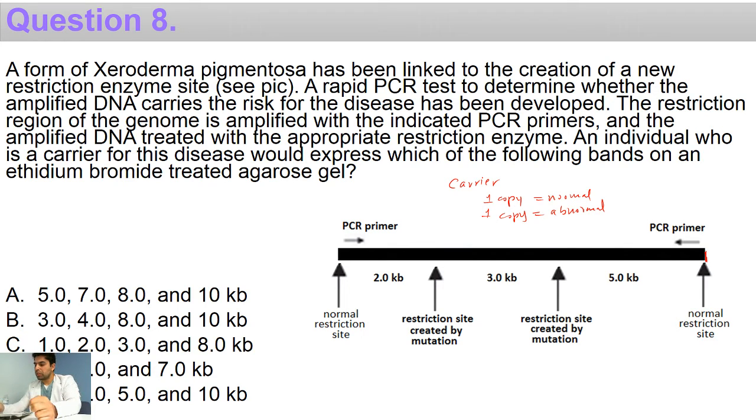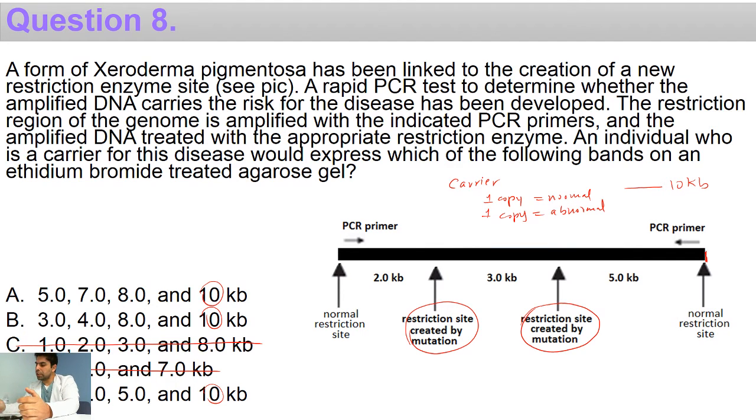So if a carrier has a normal copy, here it's telling you restriction sites created by mutation. Normal copy shouldn't have them. Normal copy will be only 1 copy and you will get a fragment of 10 kilobase pair long. That's it. 1 fragment. So for a normal person, you should have that. A carrier should have 1 normal copy, so 1 fragment, that will be normal. So anything that has 10 is good. So this is good, this is good, this is good. So automatically I'm going to cancel these 2 out because they don't have the fragment 10. They don't have the normal copy.